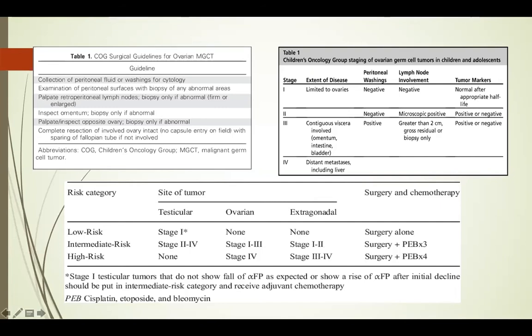So what is the treatment? If it's low risk, that means it's only in the ovary with no extra-ovarian involvement, surgery alone is enough. Intermediate risk, stage 1 to 3: if there is any positive finding or the tumor markers are not normalized, we can consider 3 cycles of PEB after the surgery. Stage 4, we do surgery and 4 cycles of chemotherapy, and we follow up with the tumor markers.